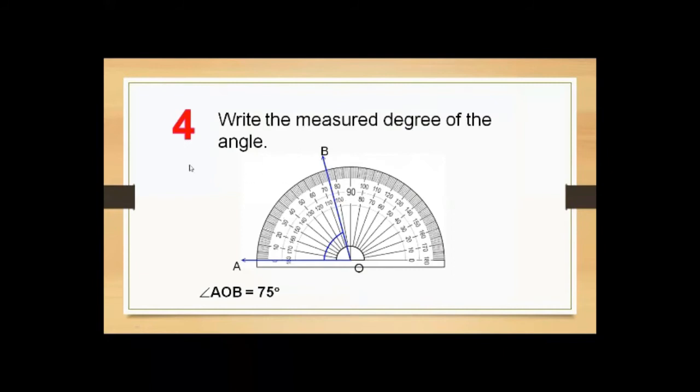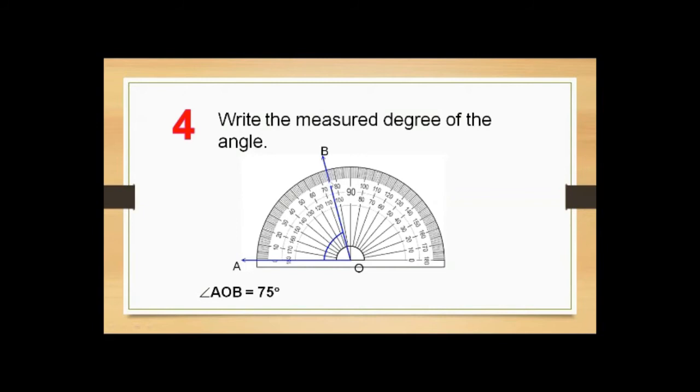Now the fourth and final step is here: write the measured degree of the angle. Now if this is our angle, the given angle which we construct here, suppose that we are asked to construct an angle AOB equal to 75 degrees. And how do we construct an angle? We read it from 0: 0, 10, 20, 30, 40, 50, 60, 70.